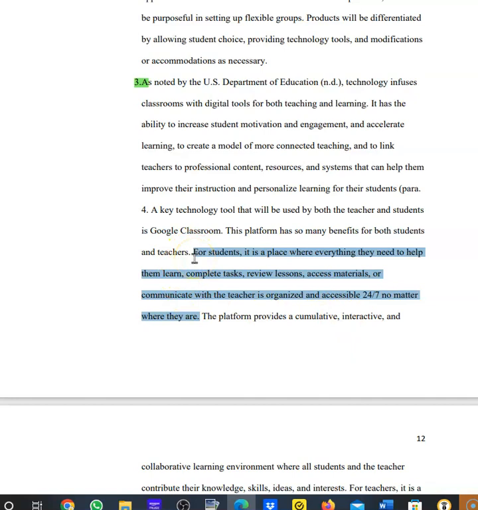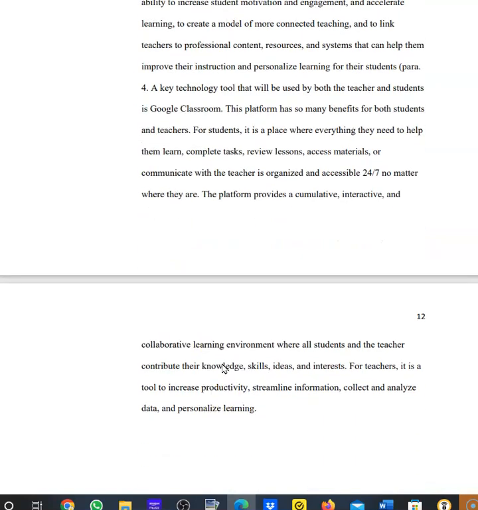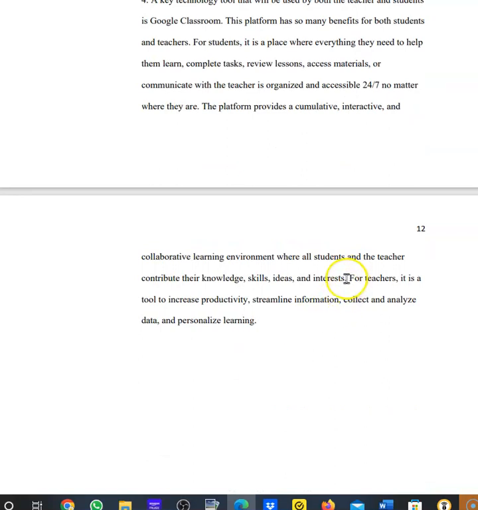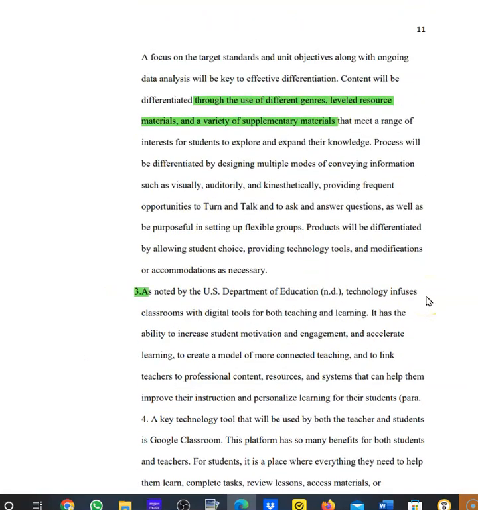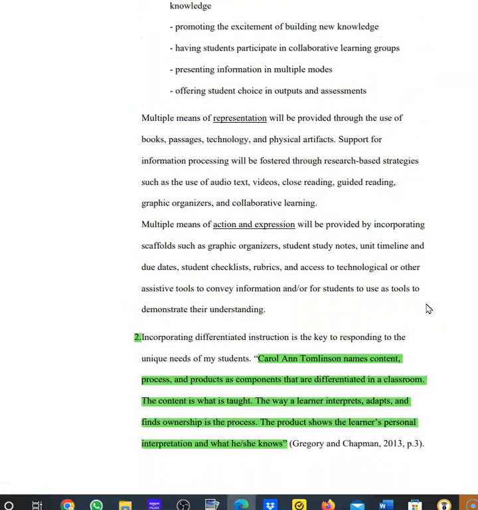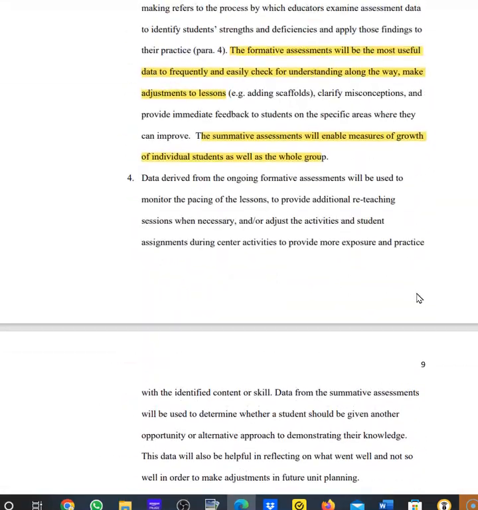So this particular task is going to be for not only students, the benefit of Google Classroom, not only for students, but the teacher. And here again, she talks about the platform, and she says for teachers, it is a tool to increase productivity, streamline information, and collect and analyze data, and personalize learning. Oh, okay. Now, that's all you need except for your references. And you are going to have references, because some of this does require research. This is all that is necessary.